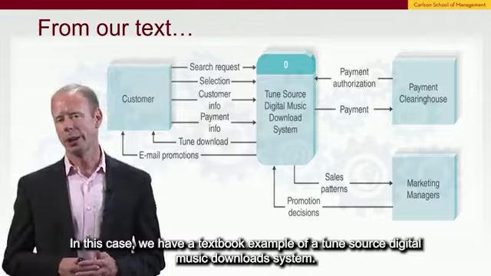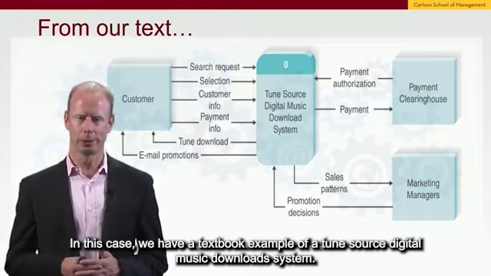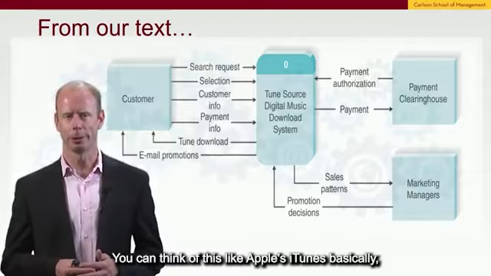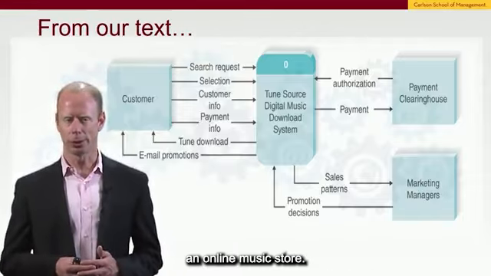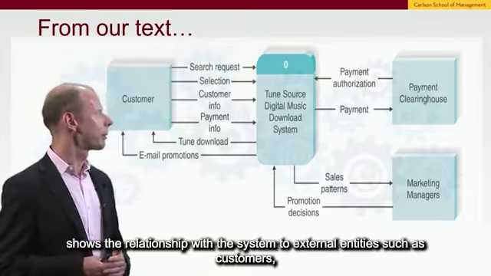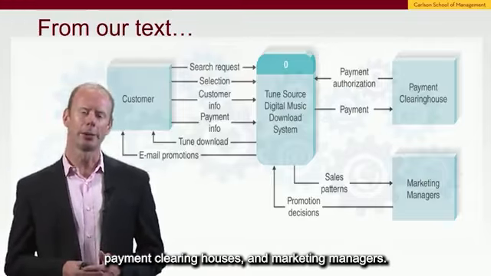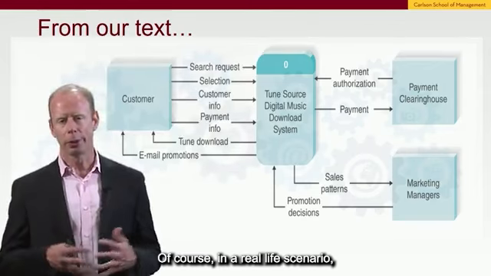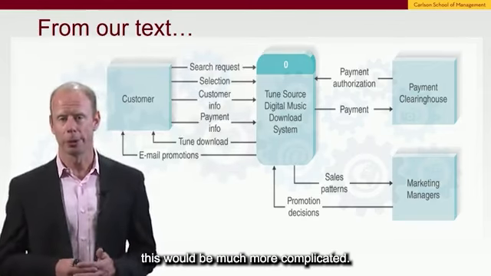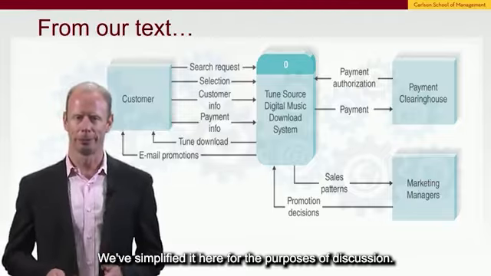In this case, we have a textbook example of a TuneSource digital music download system. You can think of this like Apple's iTunes, basically an online music store. The context diagram that you see here shows the relationship of the system to external entities such as customers, payment clearinghouses, and marketing managers. Of course, in a real-life scenario, this would be much more complicated. We've simplified it here for the purposes of discussion.